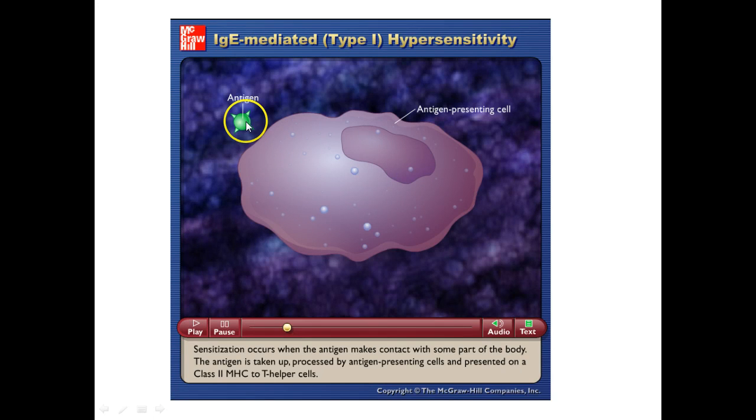An antigen-presenting cell. It's going to take it in. It's going to engulf it, right? Break it down. Who does stuff like this? Macrophages, right, which are derived from what cells in your blood?